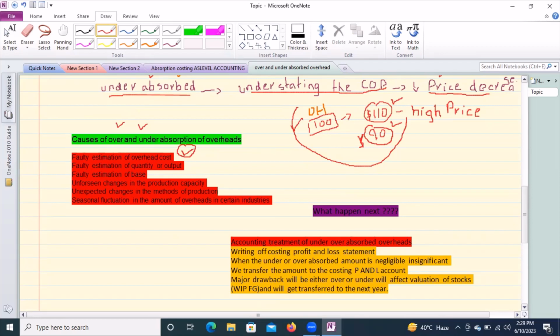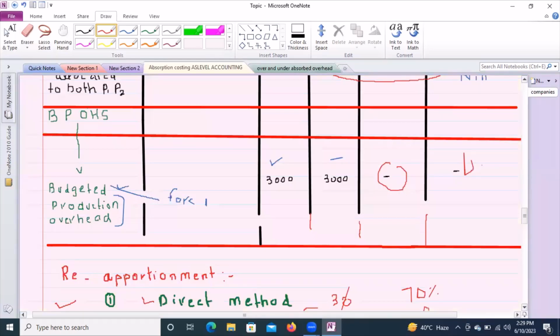And the second reason is the faulty estimation of quantity of output and faulty estimation of bases. What are bases? So I want to take you to the previous lecture. Yes, these bases basically.